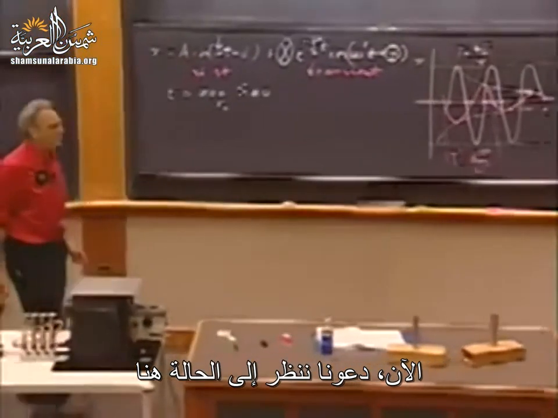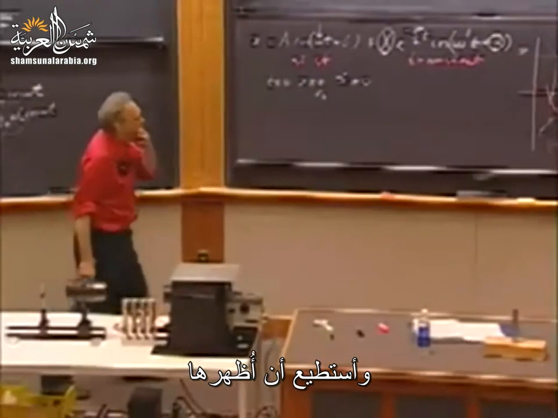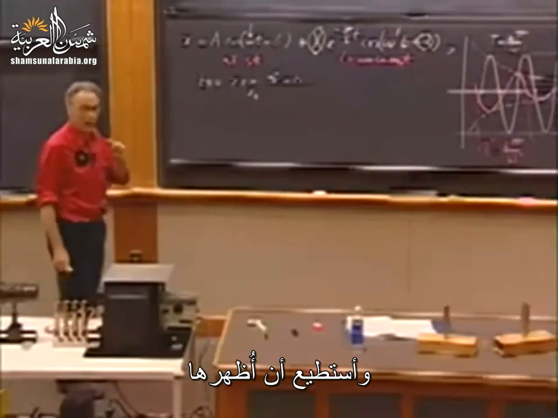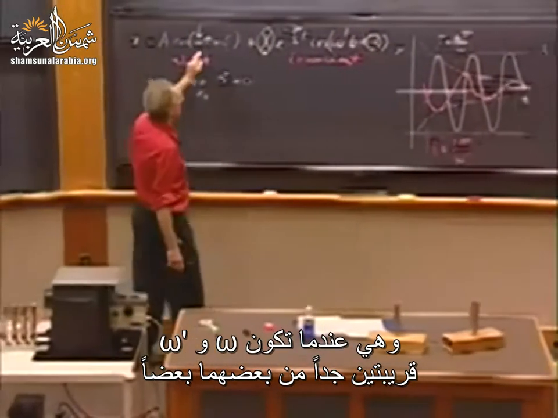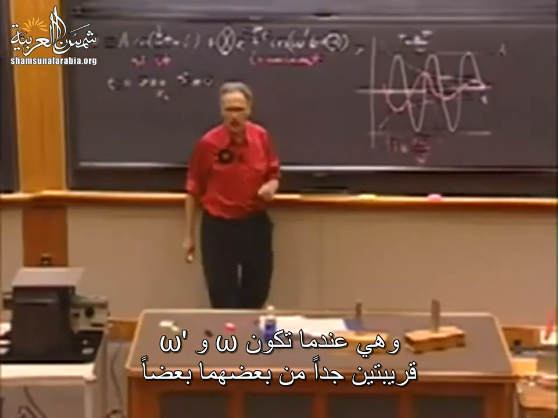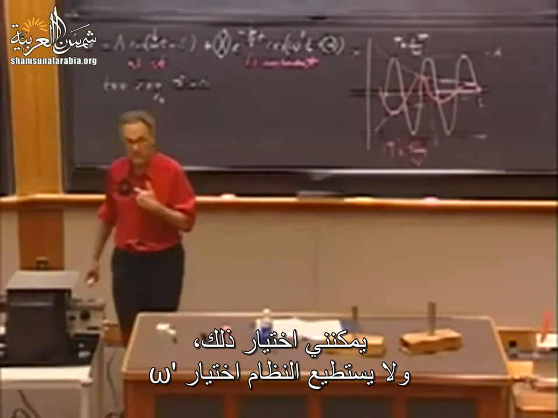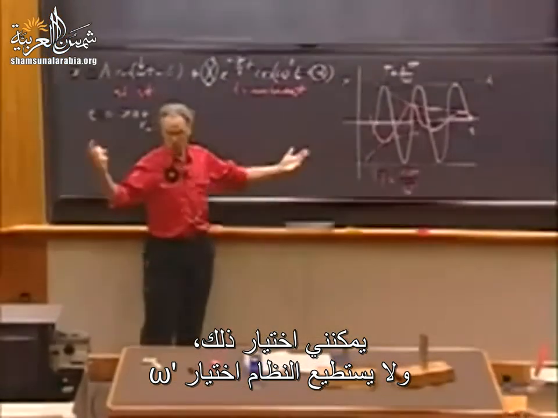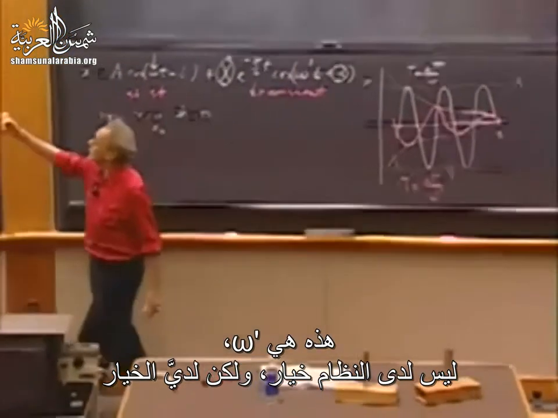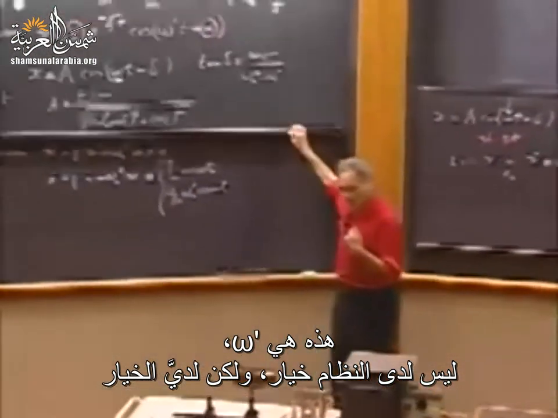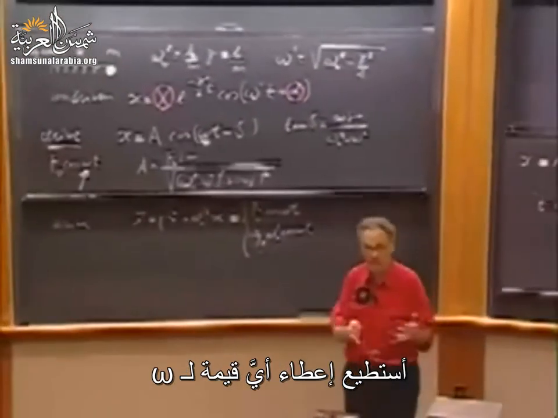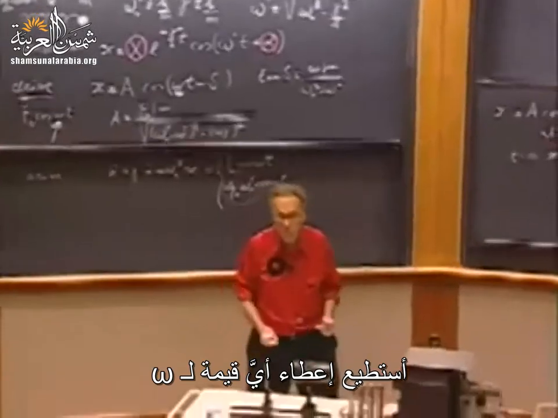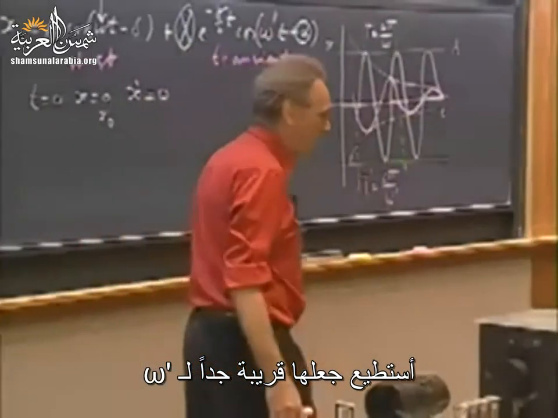Now let us look at the situation that, and I can arrange that, and I'm going to arrange that omega and omega prime are close together. I can choose that. The system cannot choose omega prime. System is stuck. This is omega prime. System has no choice. But I have a choice. I can make omega any value I want to. So I can make it very close to omega prime.